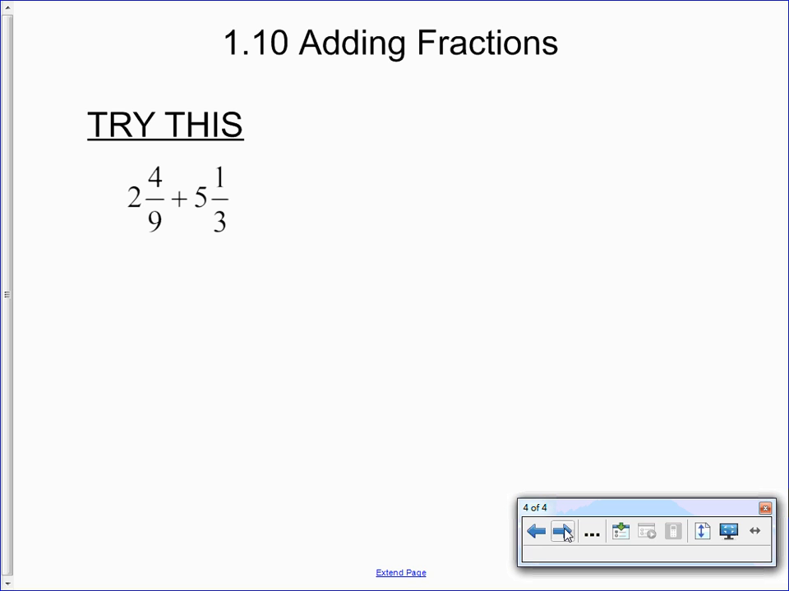I would like you to try this one on your own, so please pause the video at this time and work it out, and then I will go through it with you when you are finished.